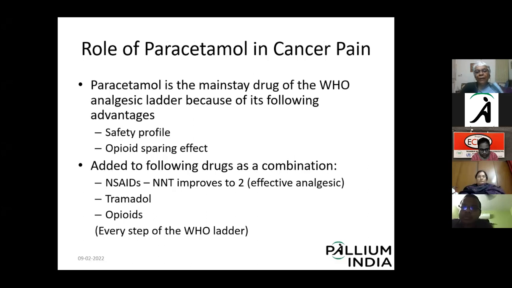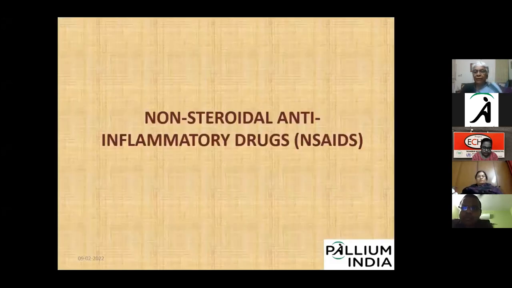So the role of paracetamol in cancer pain: it is a mainstay drug of the WHO analgesic ladder. I said it can be given at every step of the ladder. It has a good safety profile. It also has an opioid sparing effect. Because when you add it with an opioid, whether it's a weak opioid or a strong opioid, you can actually decrease the dose of opioid that you're giving. And secondly, it can also be added to the step 1, step 2 and step 3 drugs. It actually improves the NNT. So it can be given at every step of the ladder.